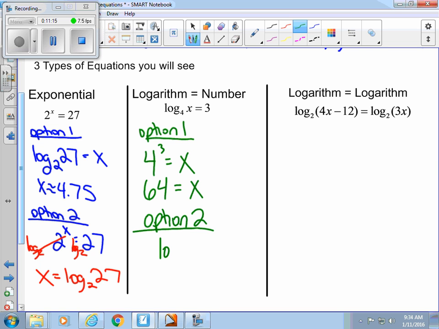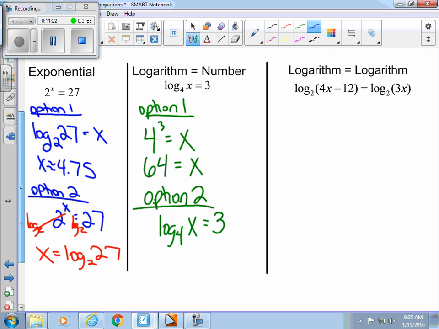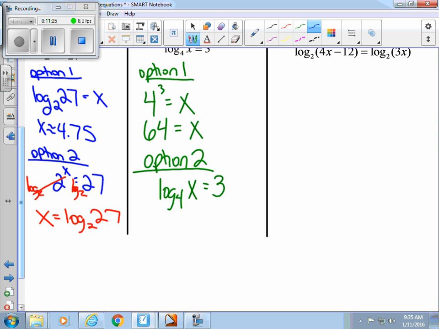Option 2. Some of you want something to do to both sides to do an undo type thing. Well, what is the inverse of log base 4? 4 to the x, right? 4 to the power. So I can put 4 to both sides of the equation. 4 to the log base 4 cancels. I get 64 equals x. Land in the same place, whatever way you like.